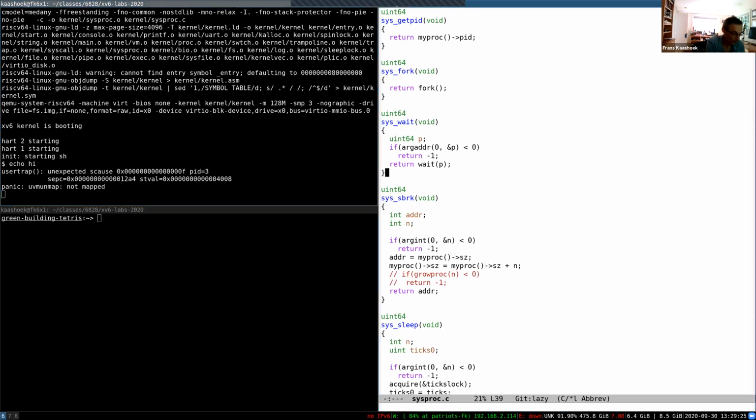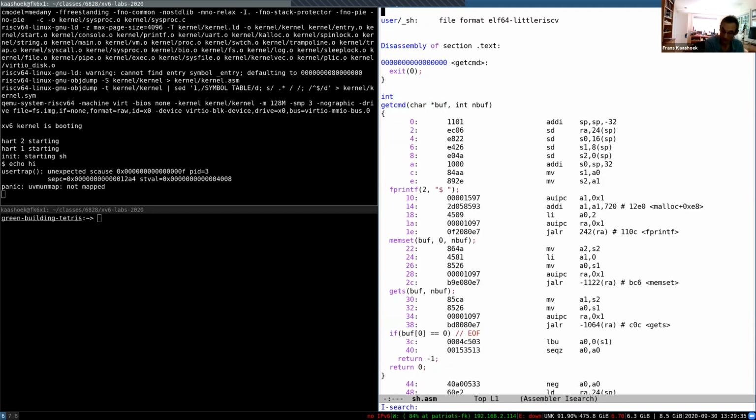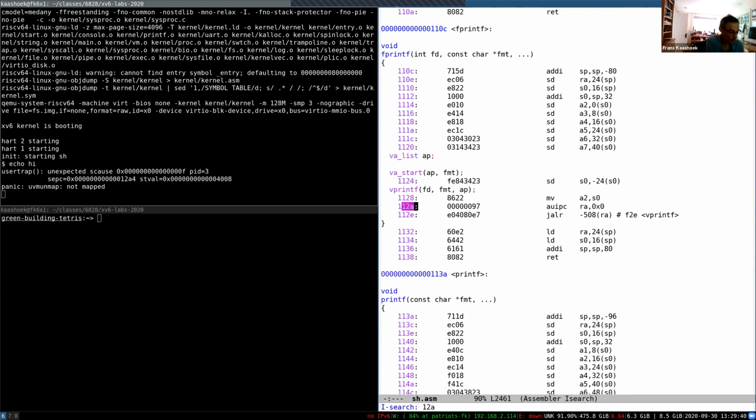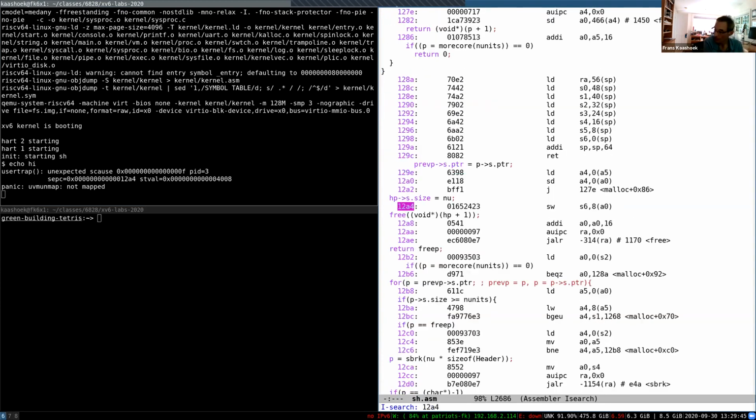And so we can look at the assembly of the shell. The makefile is nice enough for us to actually generate that. And we can look at the address 12A4. And we see indeed, there's a store instruction, right? The store instruction, and it looks like that's where we're faulting.